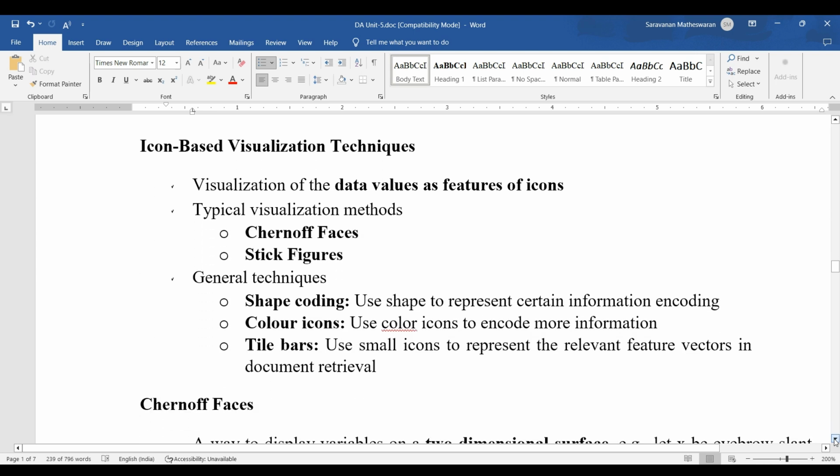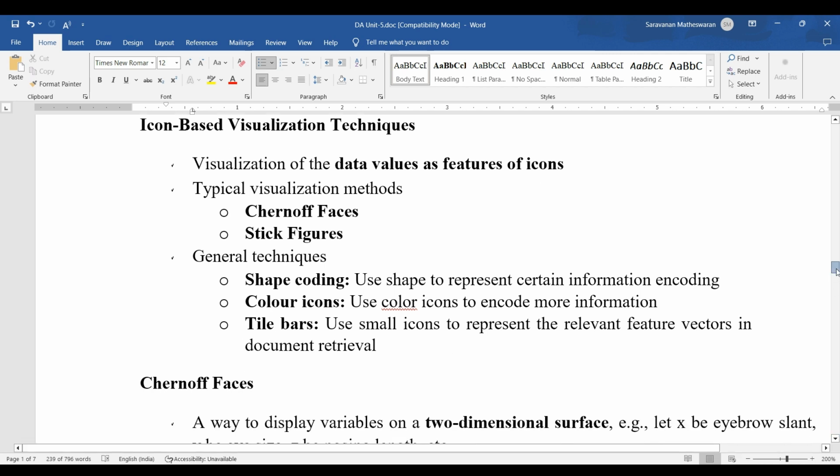Icon based visualization technique. Here there is a data value and features of the icon. Typical visualization methods are Chernoff faces and stick figures. General techniques for this are color icons and tile bars, which perform certain information encoding. Color icons represent more information through this encoding. Tile bars are represented by small items. A small icon is represented by the feature vector in a dimensional rectangle.